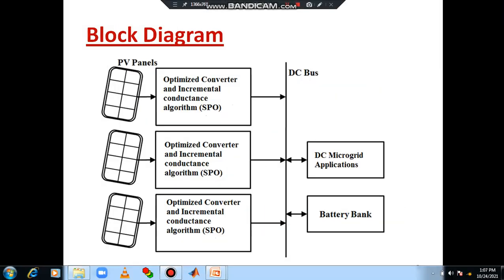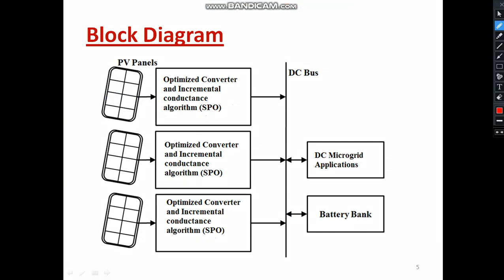The block diagram of this project is given below. The PV panel will power the DC bus through the solar power optimizer. The DC bus can be utilized for various microgrid applications, especially to supply telecom power applications, and energy can also be stored using a battery bank. If you use a bidirectional inverter, you can also connect to the AC grid.